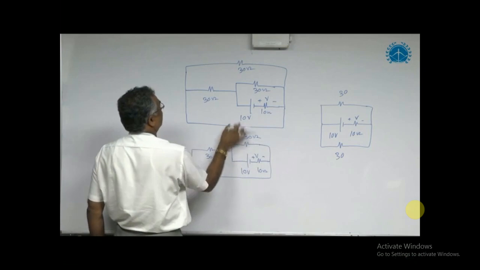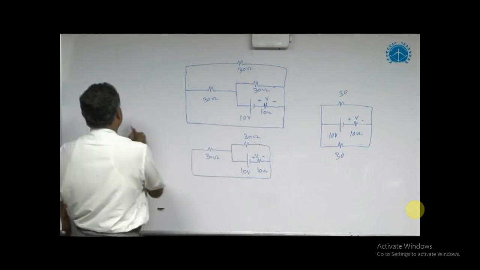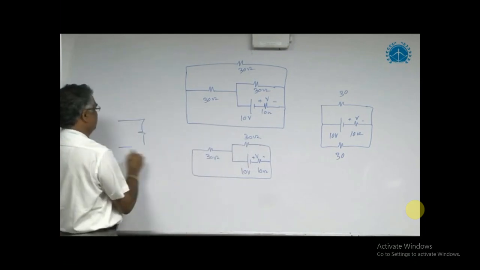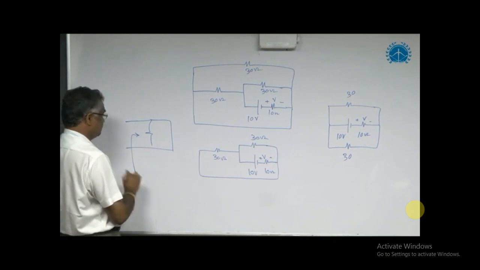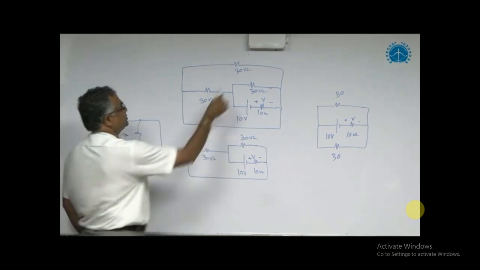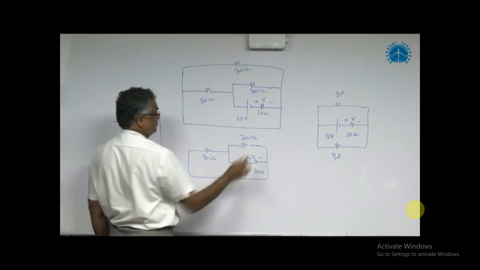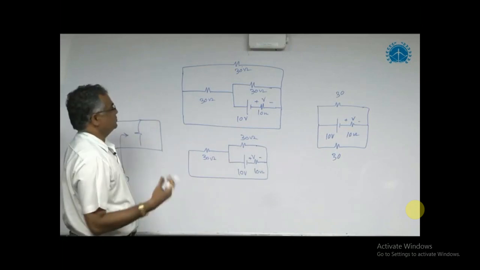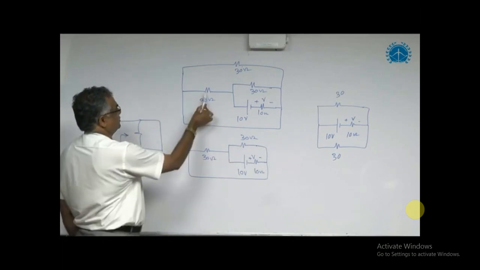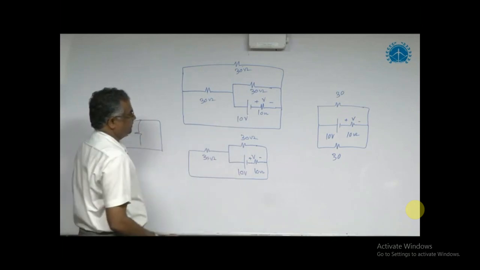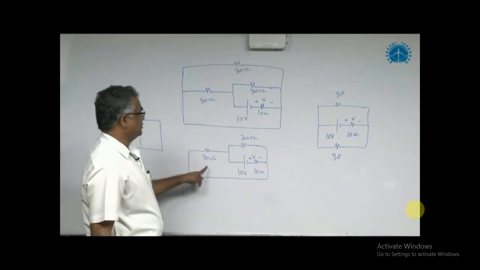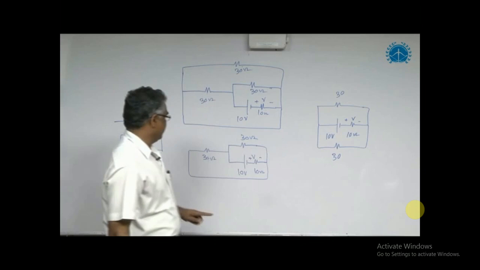This is in parallel with 30 ohm. When a resistor is in parallel with a short circuit, the equivalent becomes 0. So this 30 ohm in parallel with the short circuit gives an equivalent of 0 ohm, so that will cancel. This 30 ohm is drawn as it is, and this circuit is drawn as it is. Then if you redraw this circuit, it will become like this.